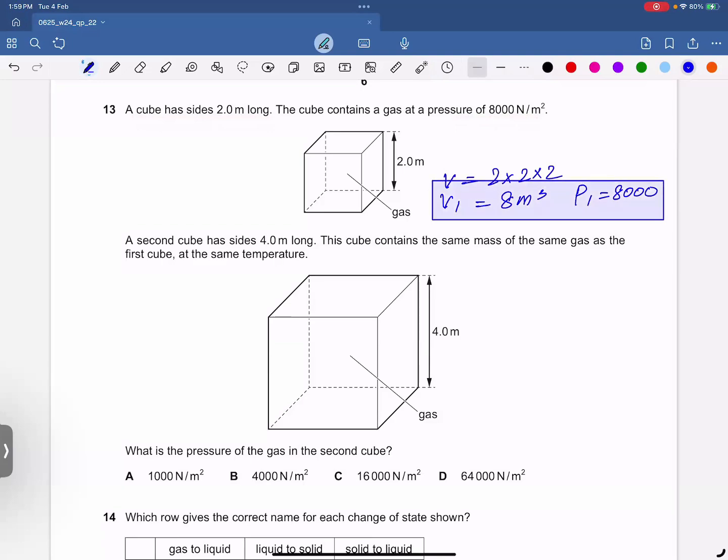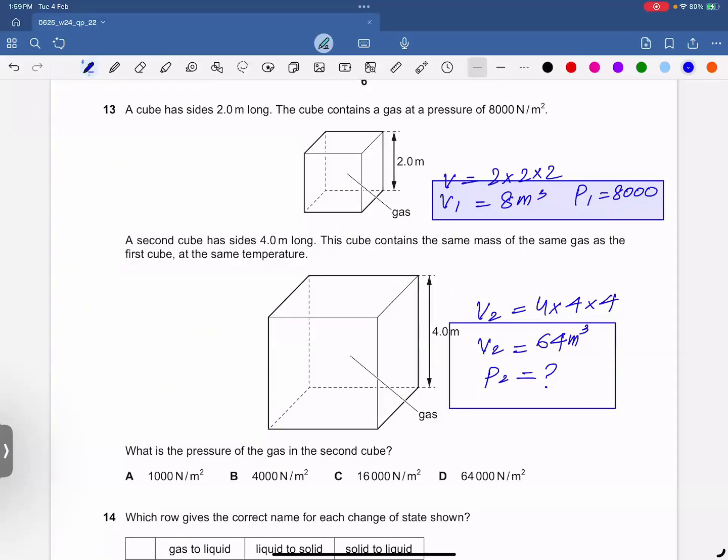Now, my dear, the second cube has sides of this length. What will be the new pressure? So V2, the new volume, is 4 times 4 times 4. The new volume is 64 meter cube and P2 is unknown.